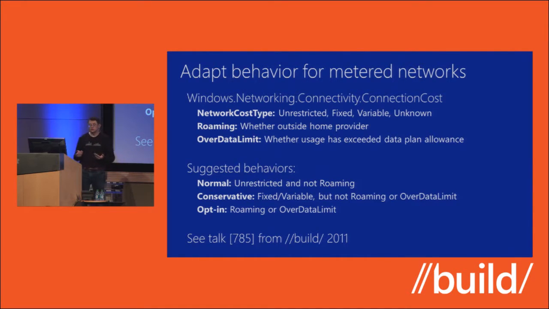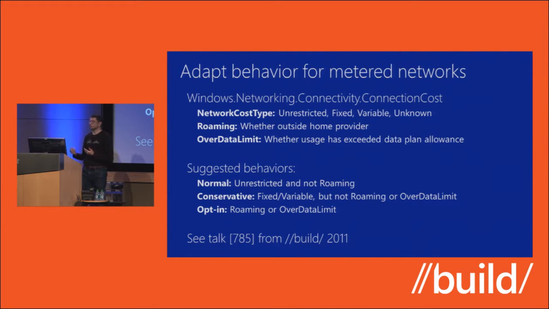There are some suggestions for how you might use those, which is that many applications can have 2 or maybe 3 different modes of operation of some sort. Think about what this means for your application. So the first mode might be just normal, everything's fine, just use the network however you want. And that's perfectly appropriate when the network cost type is unrestricted and roaming is false.